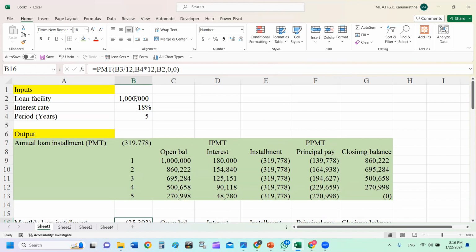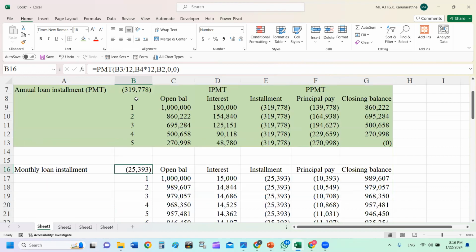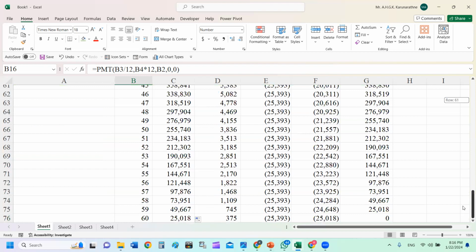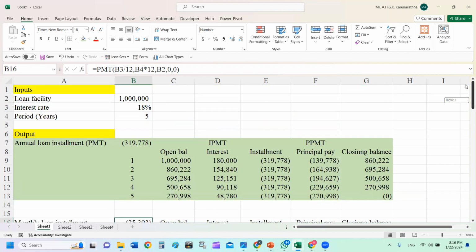The loan amount is as usual the fixed amount you borrow, then the rest of the things as usual, you can prepare the loan repayment schedule. You can see at the end of the period the loan is settled. I think you got it, right? You must keep practicing.